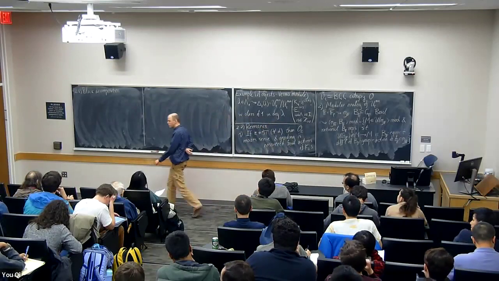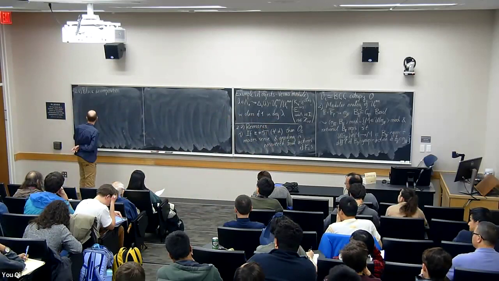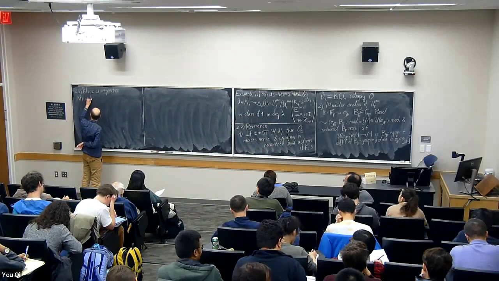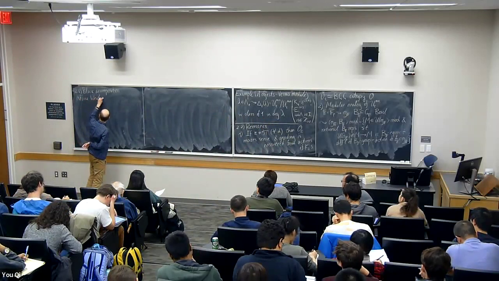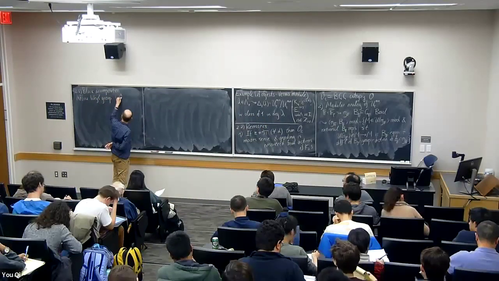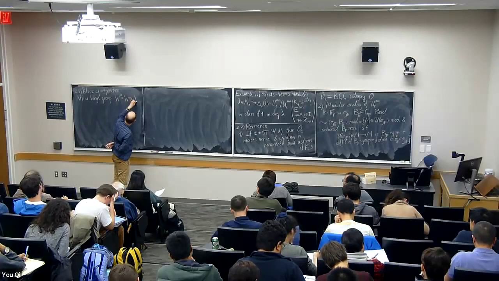And for this, I will need to introduce a very important player in this lecture series called the affine Weyl group. I'm going to denote it by W super A, and it's a semi-direct product of W, the usual Weyl group, with the root lattice.